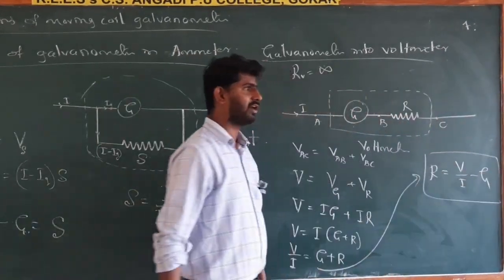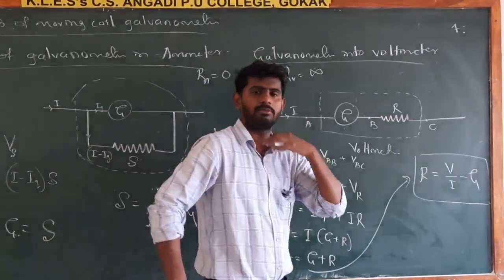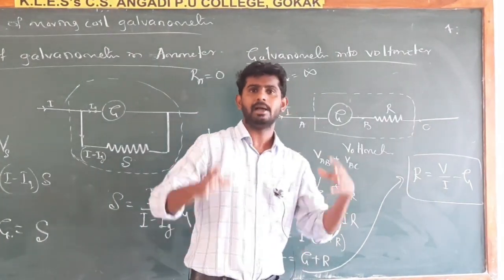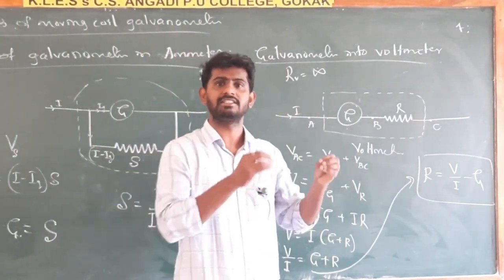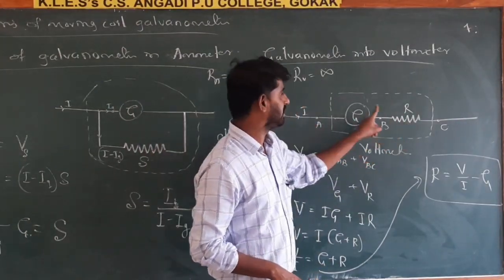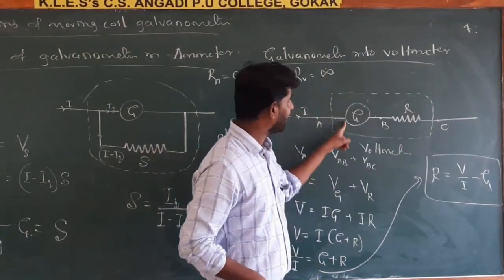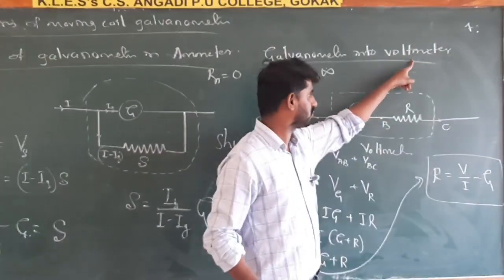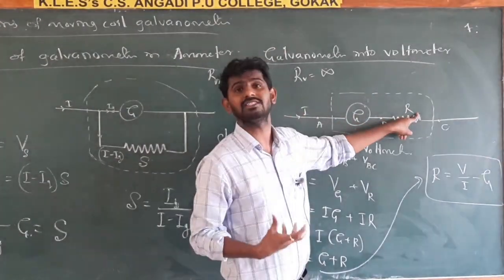So now here is the concept again, how to convert a galvanometer into a voltmeter. You can say by connecting high resistance in series with the galvanometer, it acts like a voltmeter. And the next question arises: what is the value of the high resistance?